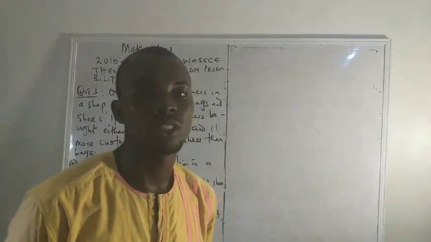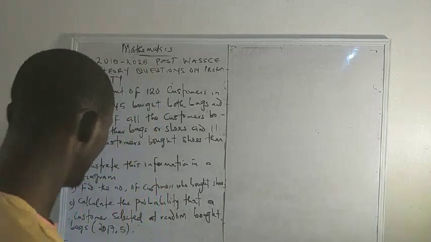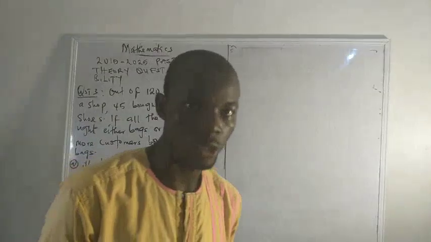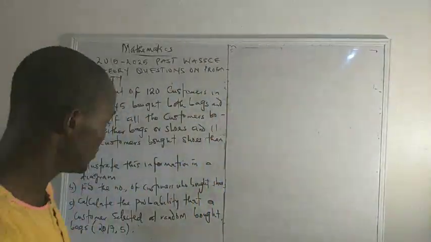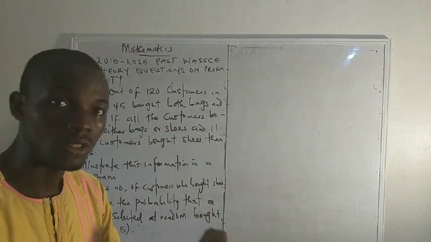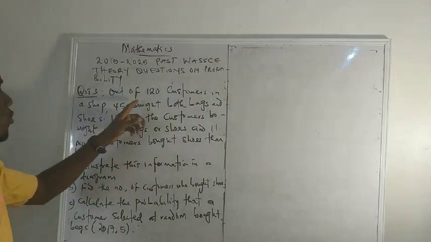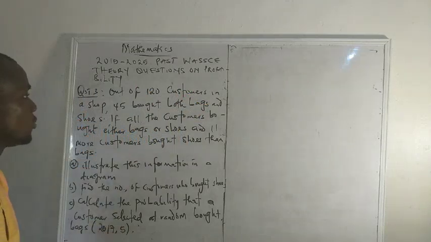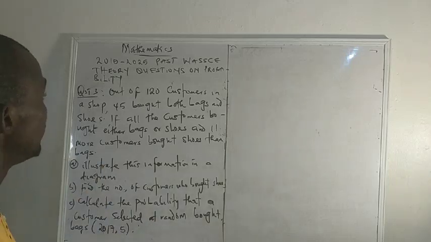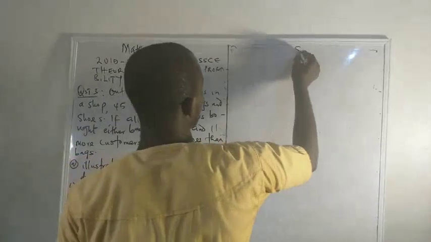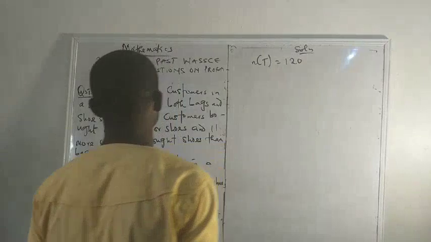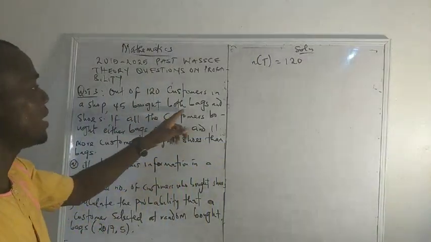So let's continue with this particular question. This is 2017 number 5 theory question. Again, this entire question carries 8 marks if worked according to steps. Now, out of 120 customers in a shop, 45 bought both bags and shoes. We can just begin our work immediately and say, from here I know that my total outcome is 120 customers. 45 bought both bags and shoes.